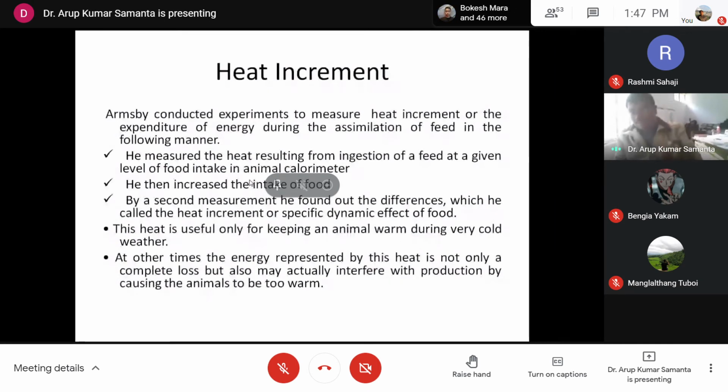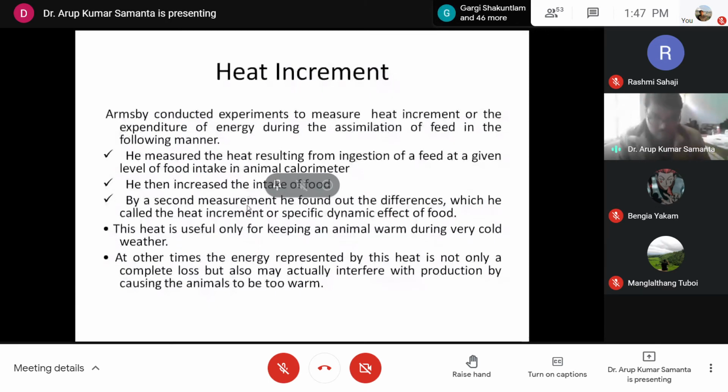You should not just remember this. Armsby is the scientist who developed this net energy system. And two important causes you should remember, which is why the heat increment is there: one is the heat of nutrient metabolism, and the second one is the heat of fermentation.